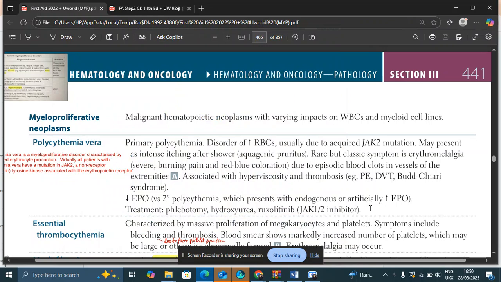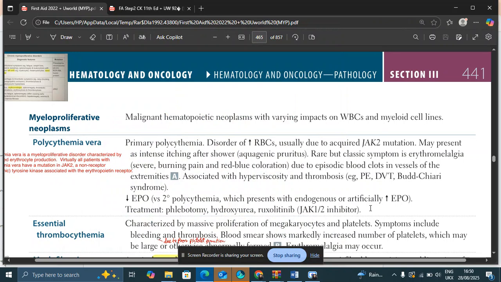So, myeloproliferative. Myelo means the myeloid cell lines like RBCs, WBCs, and platelets. Proliferative means excessive proliferation. So, in myeloproliferative neoplasms, in simple words, there is going to be increased or excessive production of RBCs, WBCs, and platelets. Myeloproliferative disorders have four categories.